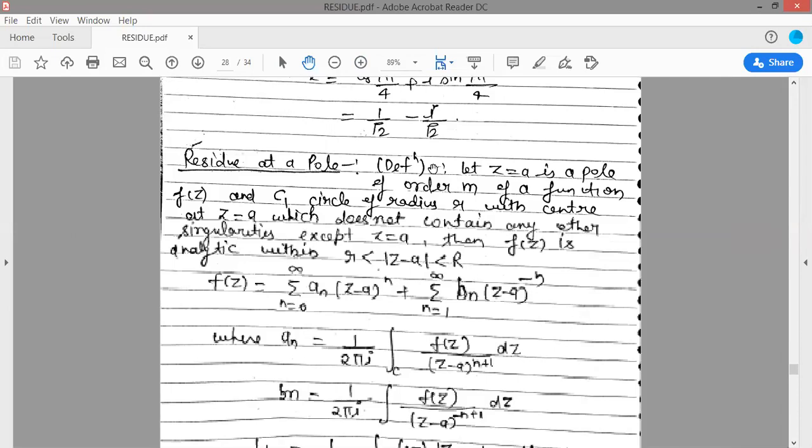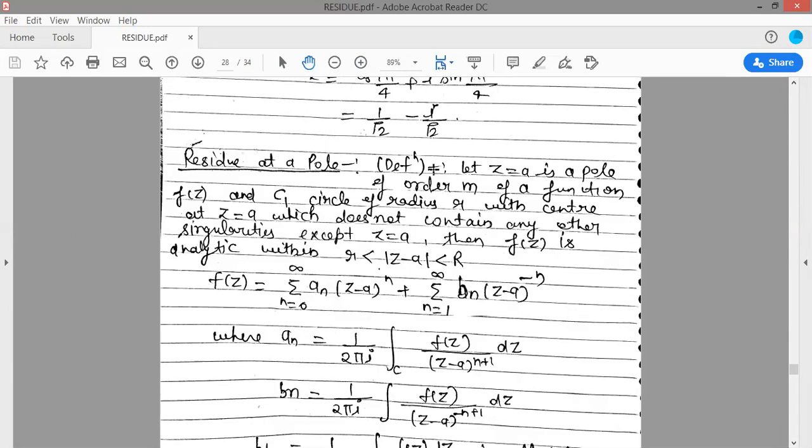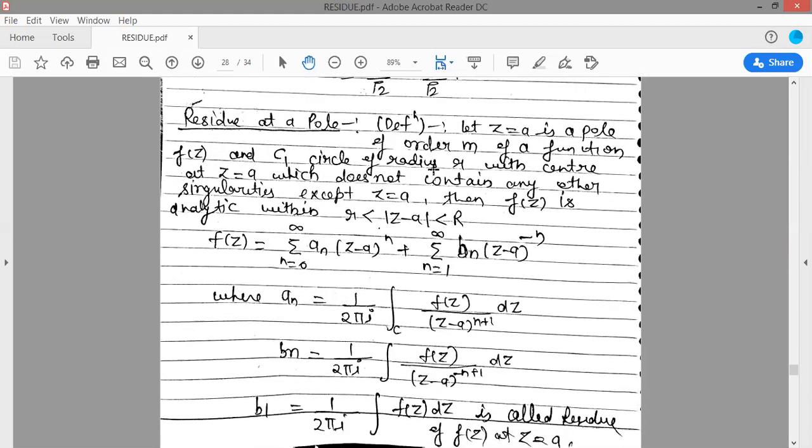So pole, I have already told you about pole singularity: if the denominator is equal to 0, then you will get a singular point. And for the pole, you need to put the denominator equal to 0, and you will get your pole. And I told you about simple pole and pole of order n, right? So these things I have already discussed.